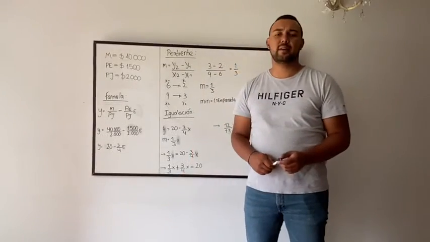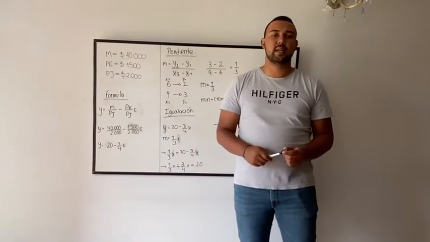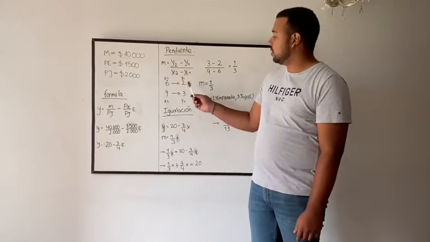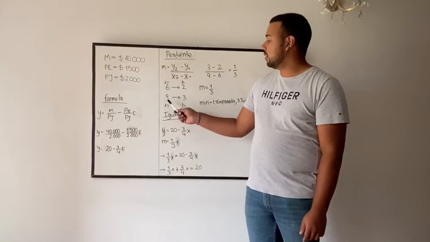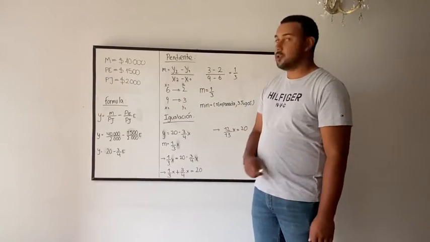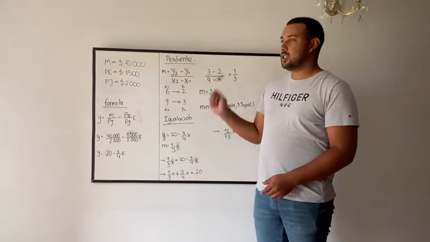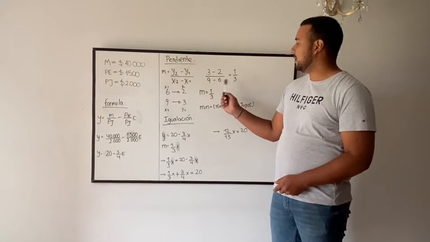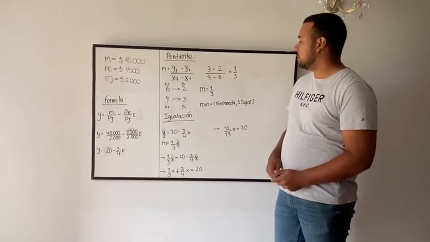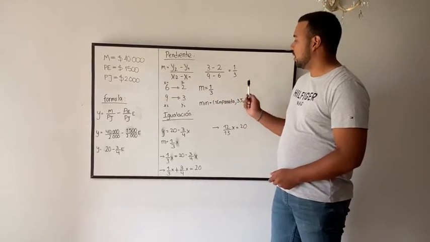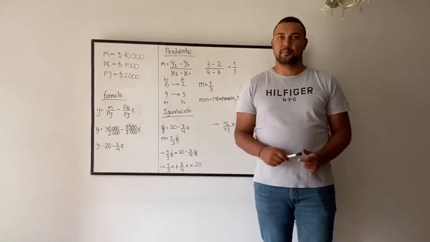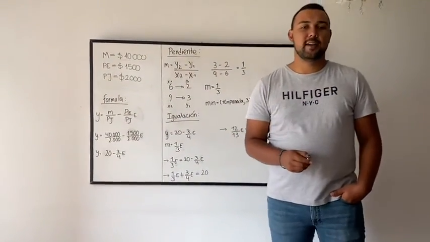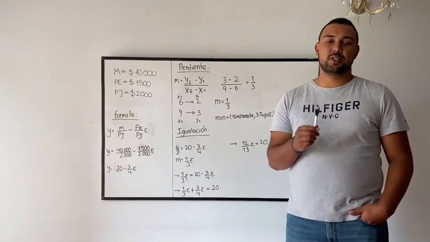So, as we had clarified at the beginning, my goods are complementary. So we can infer that if Pamela eats 6 empanadas, she will drink 2 juices. But if Pamela eats 9 empanadas, she will drink 3 juices. Now, we can use this information in the formula. I'm going to replace: 3 minus 2 divided by 9 minus 6. That is the same as 1 divided by 3. That is the slope.